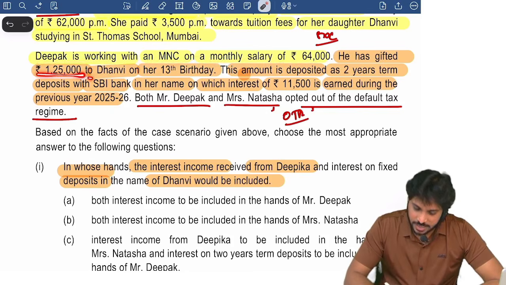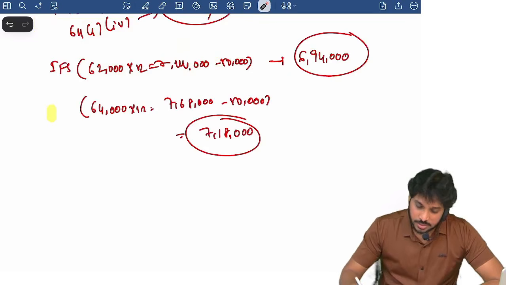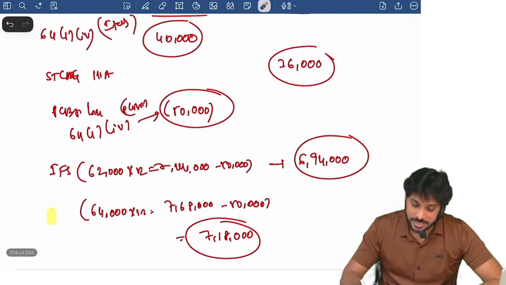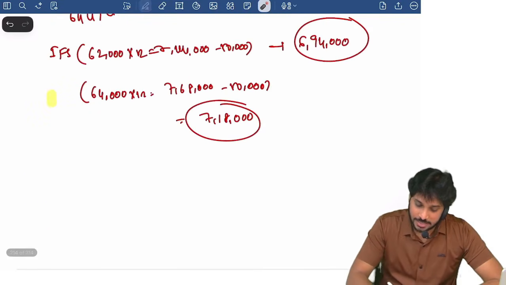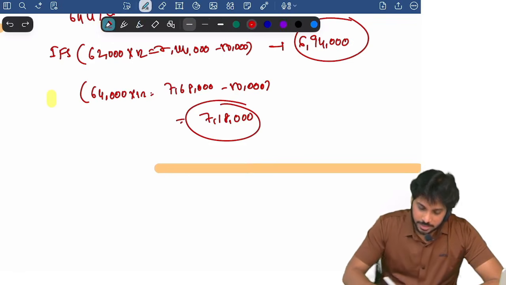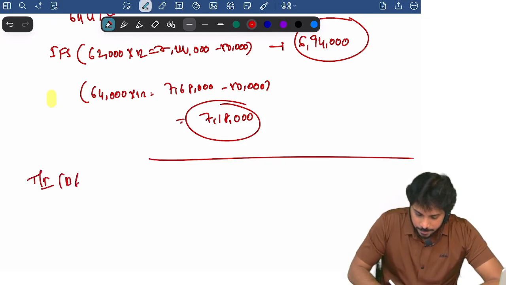Okay, he gifted 1,25,000 to his minor son. The amount is deposited in a 2-year term deposit, on which 11,500 is earned during the year. Now this minor's income is clubbed in the hands of the parent whose income is higher. So first I need to calculate the total income, before including the minor's income, to see whose income is higher. Correct? Section 64(1A).